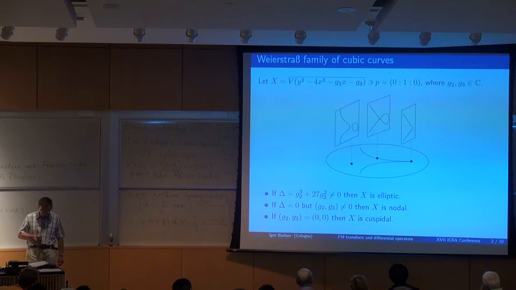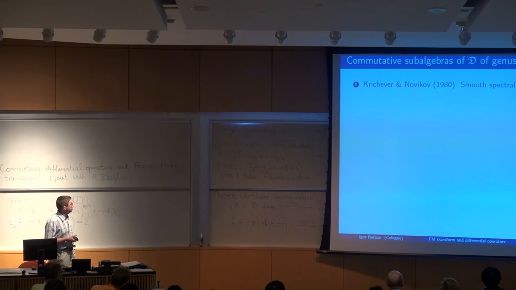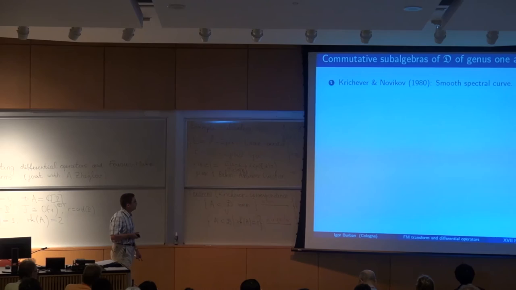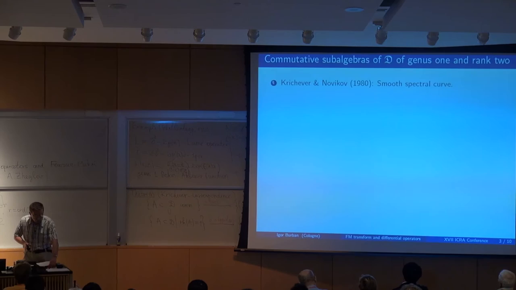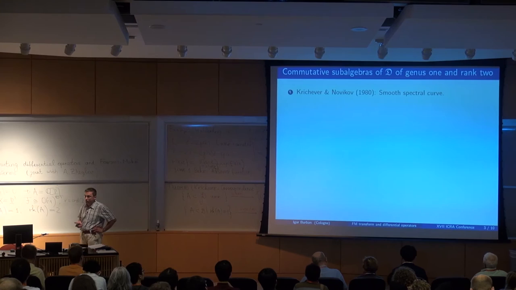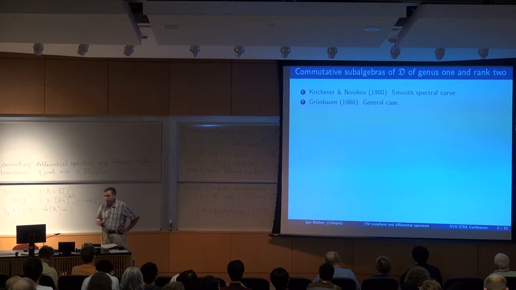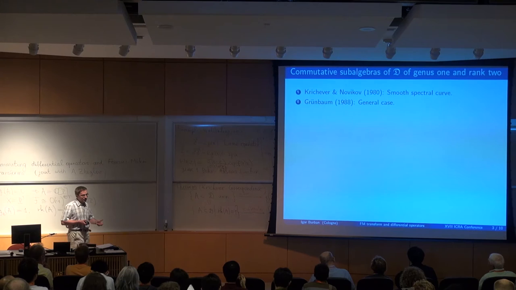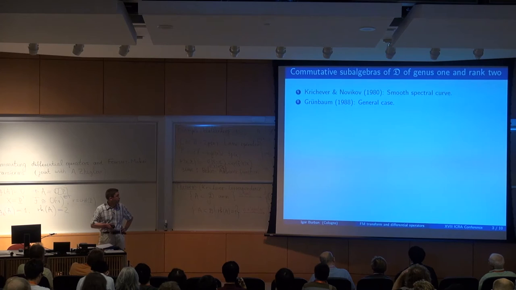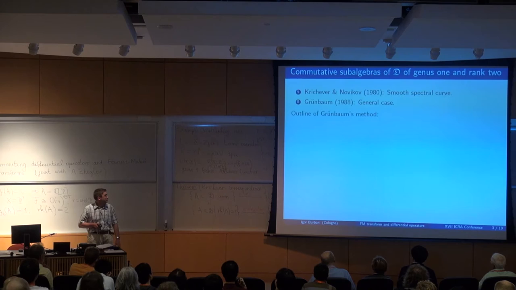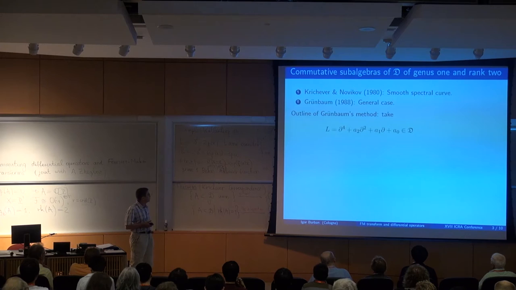So the classification of algebras of genus 1 and rank 2 was, of course, a very attractive problem, studied by Krichever and Novikov, where they used the method of vector-valued Baker-Akhiezer functions, which gave an answer, but the method was applicable only for smooth curves. The classification was then completed by Grunbaum, and Grunbaum was actually an applied mathematician, and he had his reasons to be interested in this kind of question. His paper appeared in a journal called Journal of Physics A, but it was actually an algebra paper. And let me explain what Grunbaum did.